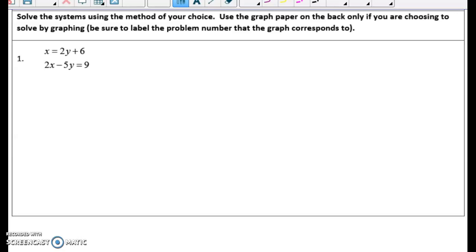Okay, I'm just going to do one example of where you have to actually solve it because we've been doing that for a while. Here's the example, and again, I look at it and I think, wow, I already have an x by itself. That's awesome. So I'm going to do substitution.